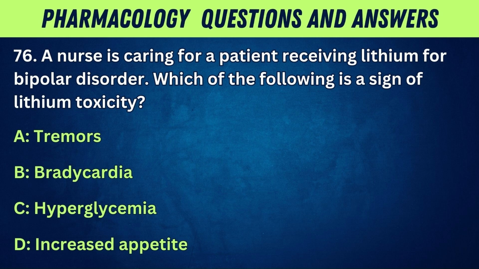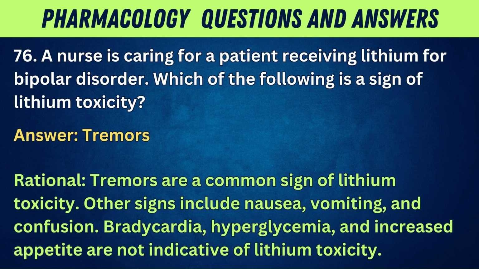76. A nurse is caring for a patient receiving lithium for bipolar disorder. Which of the following is a sign of lithium toxicity? A. Tremors. B. Bradycardia. C. Hyperglycemia. D. Increased appetite. Answer: tremors. Rationale: Tremors are a common sign of lithium toxicity. Other signs include nausea, vomiting, and confusion. Bradycardia, hyperglycemia, and increased appetite are not indicative of lithium toxicity.